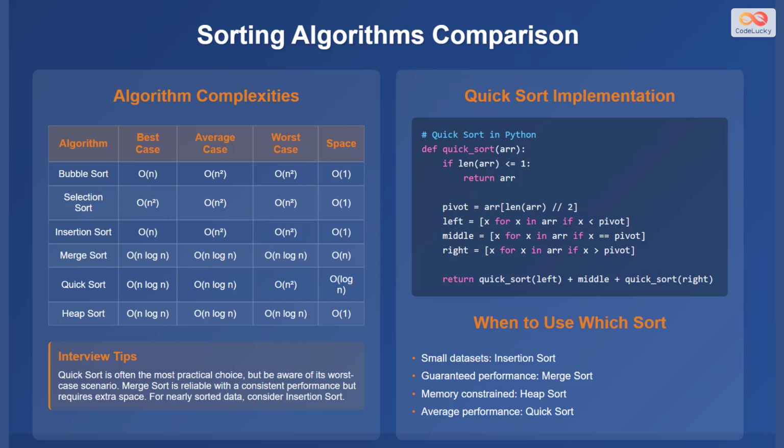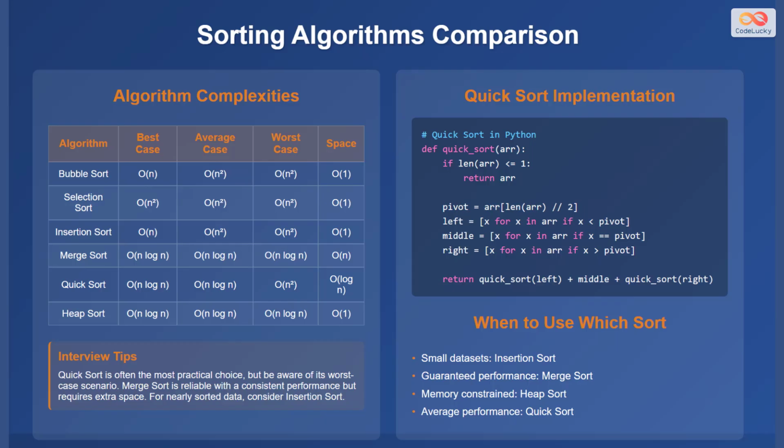algorithm. Here are some tips for interviews. Quicksort is often the most practical choice, but be aware of its worst case scenario. Merge sort is reliable with a consistent performance, but requires extra space. For nearly sorted data, consider insertion sort. Here is an example of quicksort implementation using Python. When to use which sort?